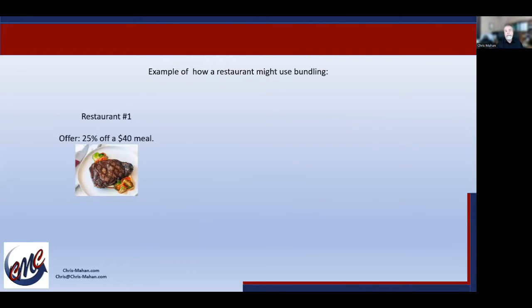Restaurant 1 initiated a 25% off coupon for their popular $40 steak dinner, and they distributed the coupons through the newspaper and other local publications. Customers could go to the restaurant, order the $40 steak dinner, and when they checked out, present the coupon, receive 25% off of their meal so that they only paid $30. Their customers received a perceived value of $40 while just spending $30.